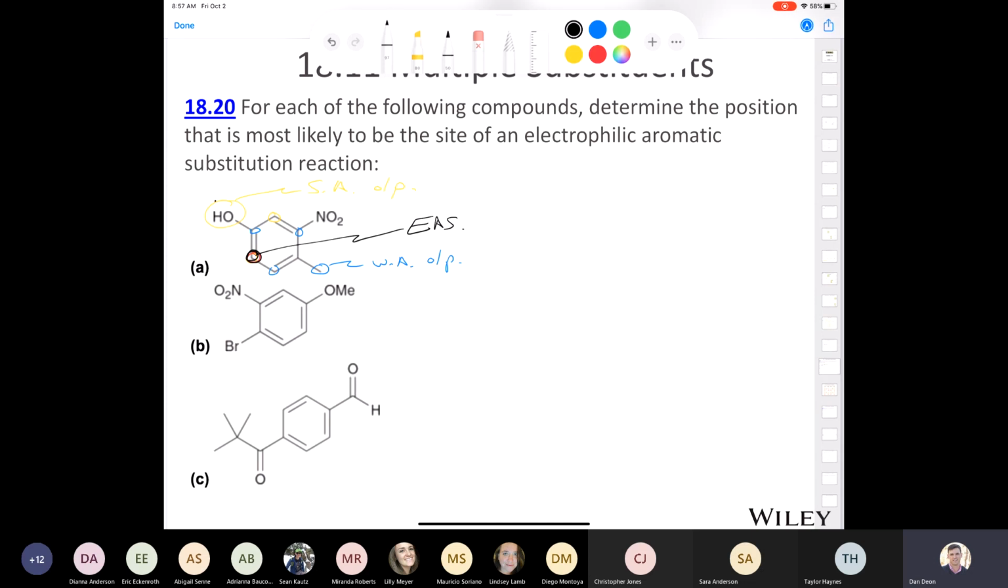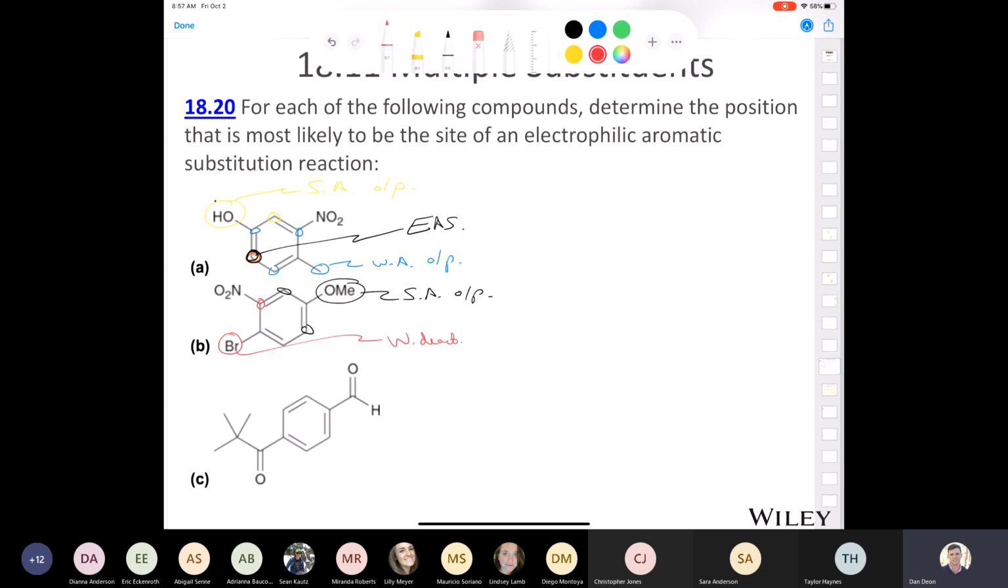Let's take a look at the next one. This is going to be our strongest activator, a strong activator, which is going to be ortho para directing. Here are the ortho positions. The para position is blocked, so we'll remove that. Then we have a weak deactivator, a halogen, which is also ortho para directing.